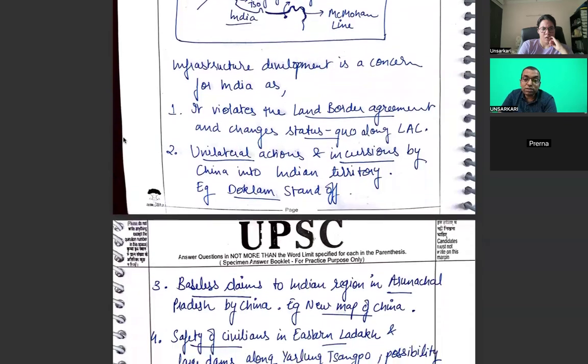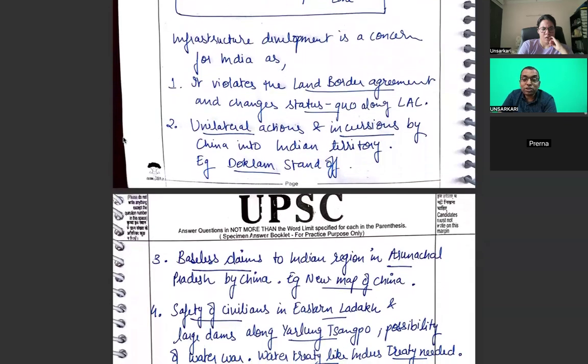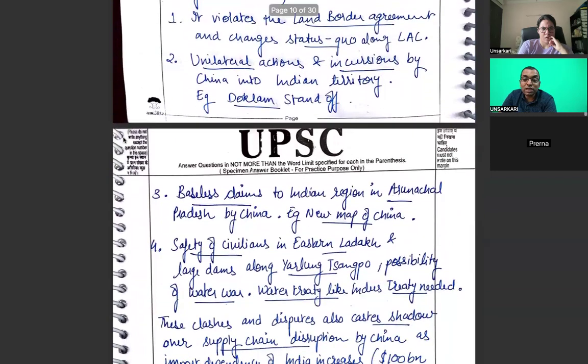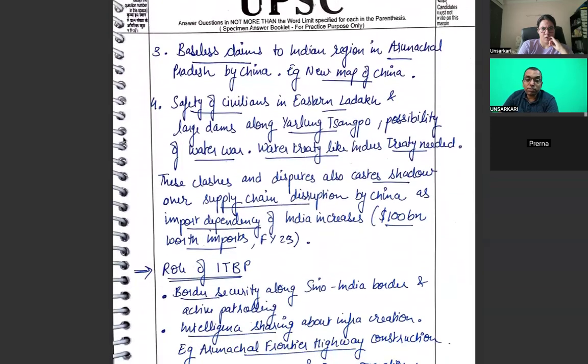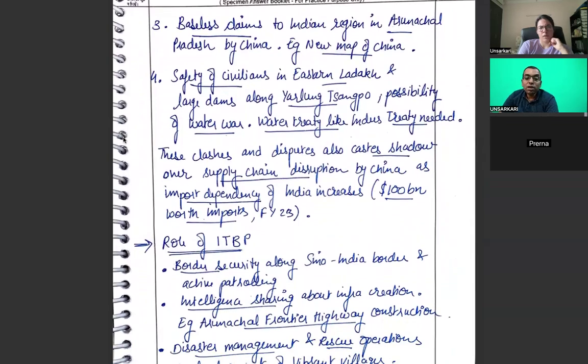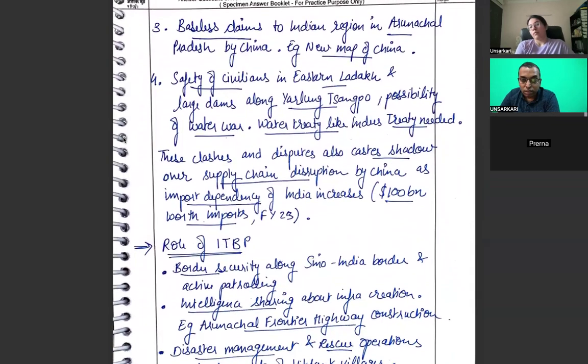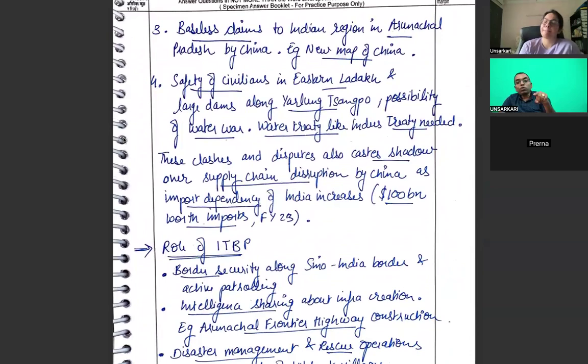Infrastructure development is a concern for India. It violates the land border agreement and changes the status quo at the LAC, through unilateral actions and incursions by China. So that is what ITBP and other forces are fighting for. Baseless claims to the region of Arunachal Pradesh. So the question is about ITBP. Whatever China is trying to convey, whatever China is trying to uphold, whatever China is trying to take back, ITBP is standing in between. So that is how the answer must be molded, rather than the role of ITBP coming in the end.